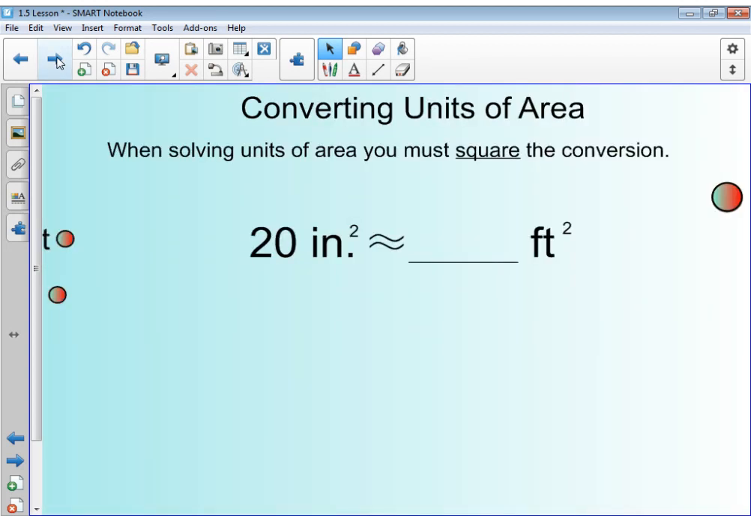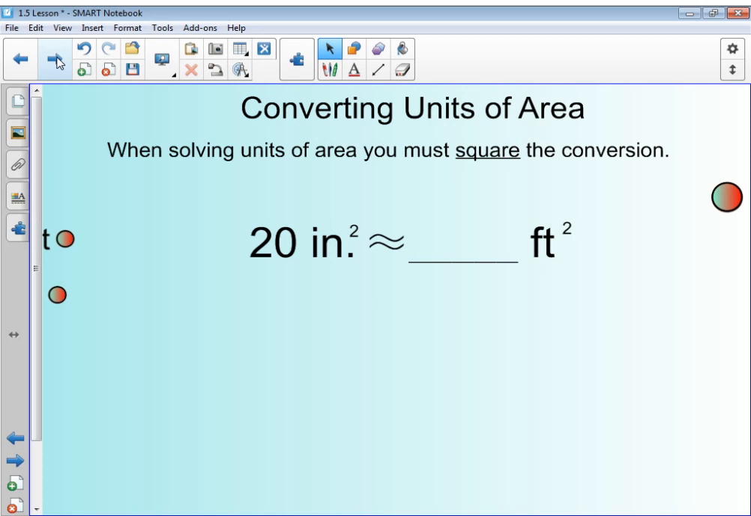Converting units of area. When solving units of area, you must square the conversion. So we're going to go ahead and work with our conversions like we have before. We're still going to use the conversions that we know and understand, but instead of just working with those numbers, we're actually going to square the numbers.